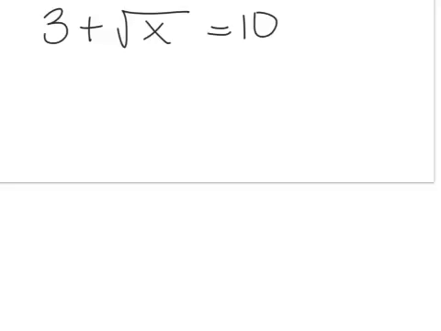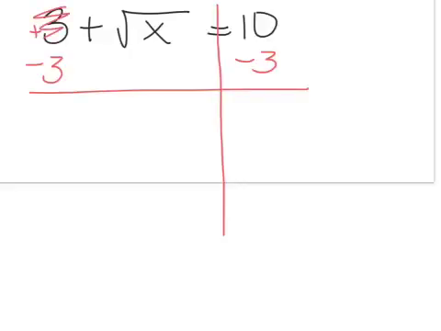Alright, for example, you have this equation. If you follow your steps, the first step is to isolate the radical. That means get the square root by itself. So I want to move this positive 3 by subtracting, leaving us with the square root of x on the left and 7 on the right.